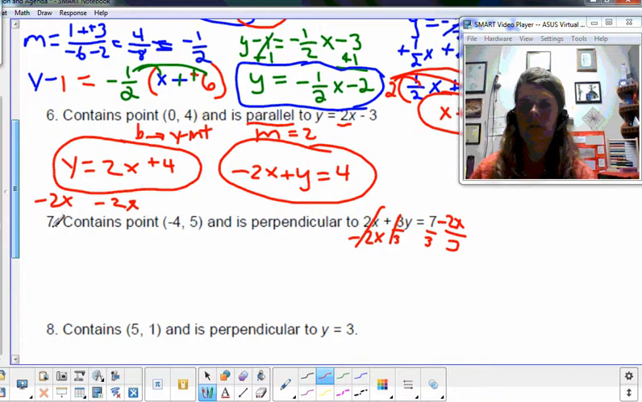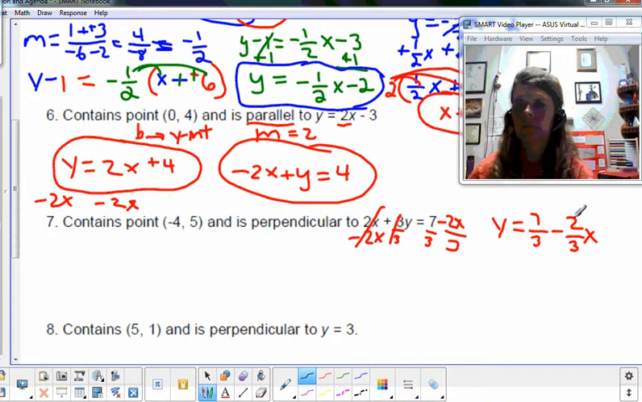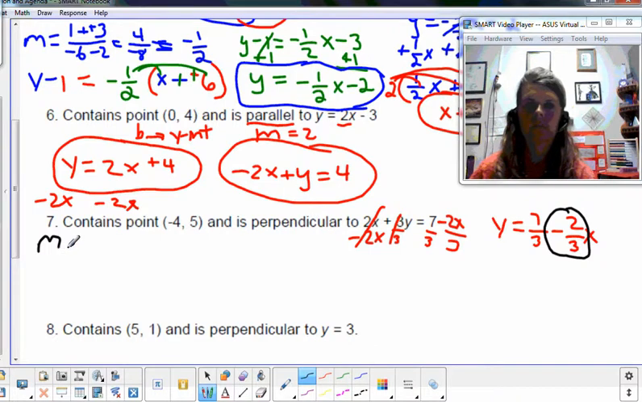So now we have, let's see, I'll write it over here. y equals 7/3 minus 2/3 x. Now our line that we're writing is perpendicular to this. So here's our slope, negative 2/3. But we need to write the perpendicular slope. So our perpendicular slope, you flip it and change it from a negative to a positive. So positive 3/2.